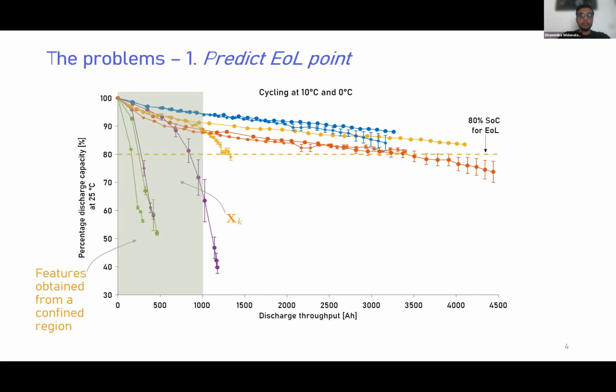So problem number 1 is what I'm calling end of life prediction. What we try to do there is to say, for a given set of features obtained at an early stage of your battery testing regime, shown by this green region here and denoted by this big X, you're interested in saying what the end of life is. In this case, the end of life is the number of cycles, or the discharge throughput denoted by Q, before it reaches a certain threshold.